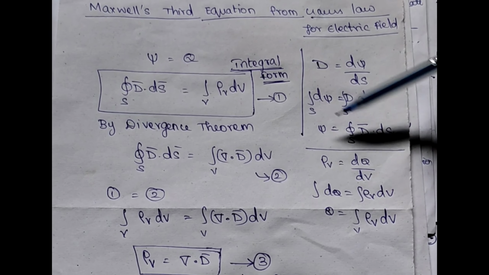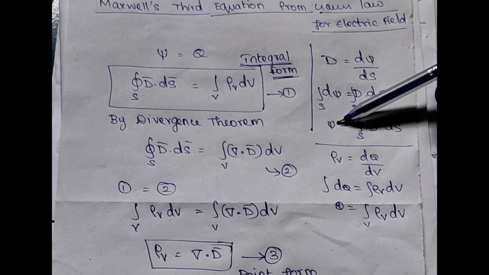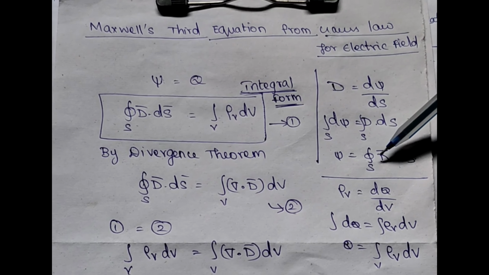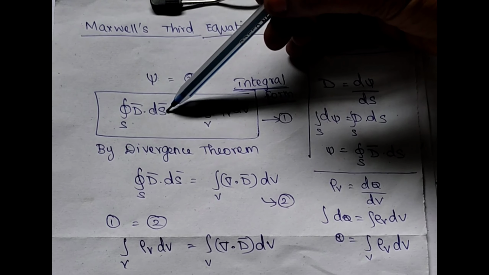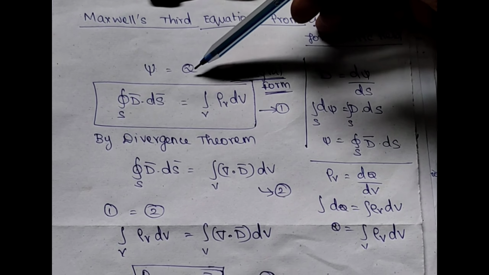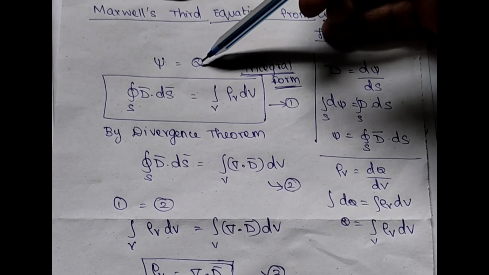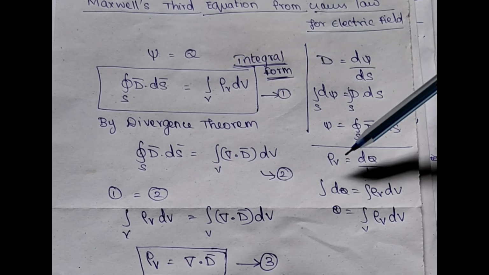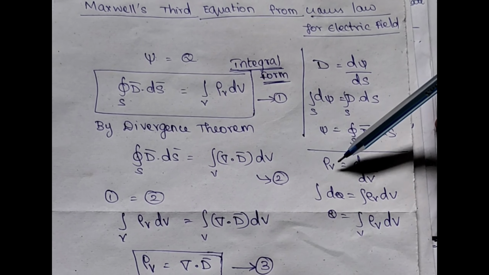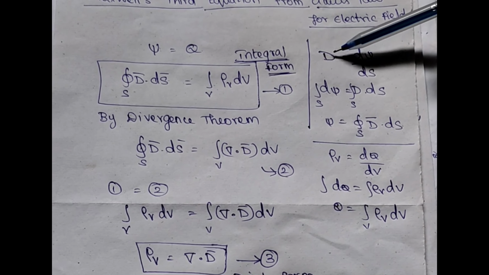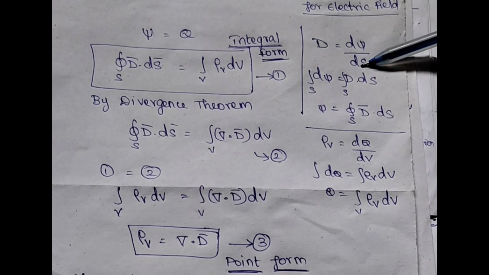I am going to substitute this value instead of psi here. So instead of writing psi, I have written integration of D dot ds is equal to Q. Now instead of Q, you want to substitute an integral form. Okay, so Q is what? Charge. We already know that volume charge density rho v is equal to what? Charge per volume. Flux density is equal to flux per surface.